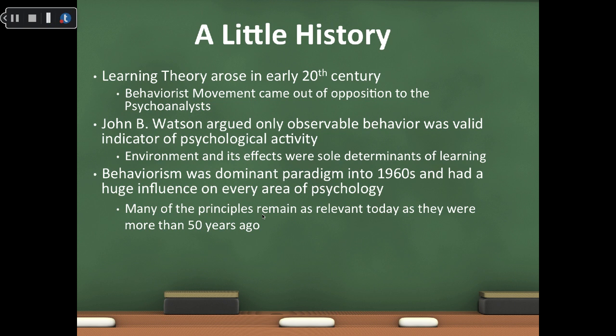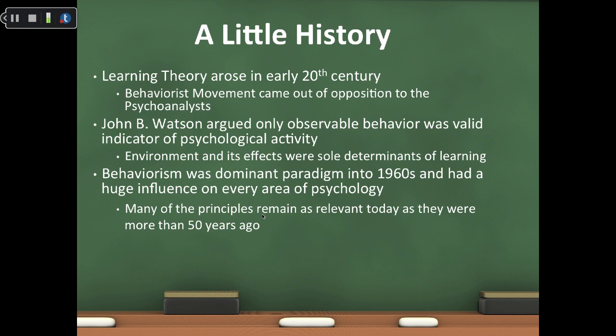The psychoanalysts, if you remember, wanted to focus on what people could remember and unconscious thought and all of this different stuff. And John Watson and the other behaviorists wanted to focus on simply something that you could observe, that a third party could observe about a person, and didn't require the person's introspection at all. And so John Watson thought that the environment and its effects were the sole determinants of learning, that there was nothing particular about the person that was influencing it. It was dominant into the 1960s and had a huge influence on every area of psychology.